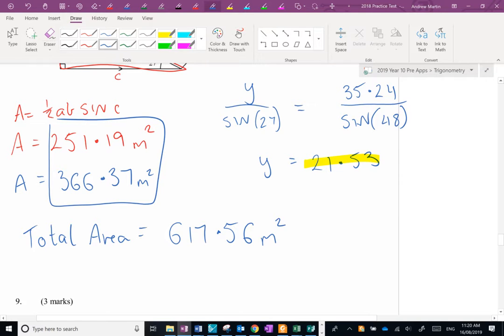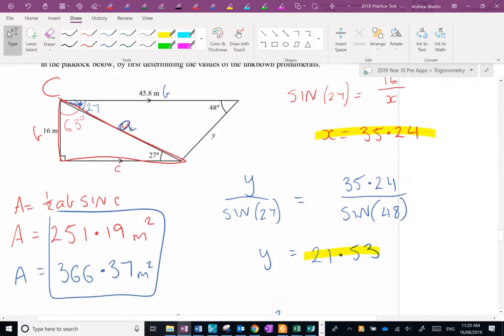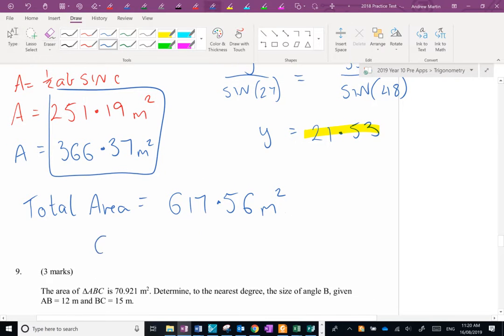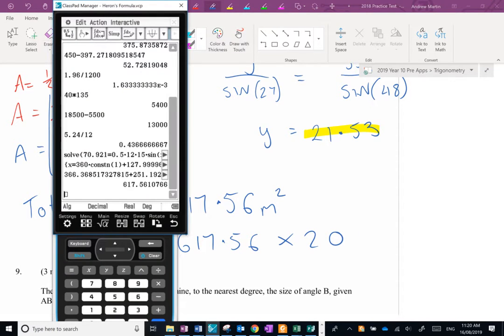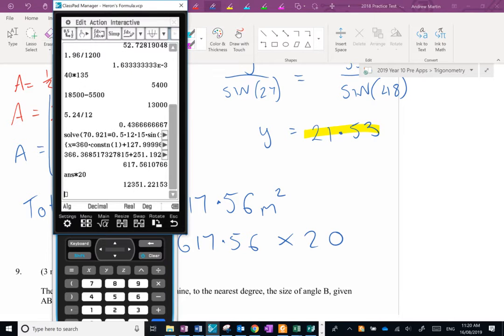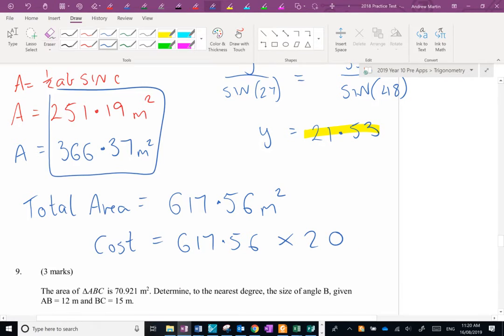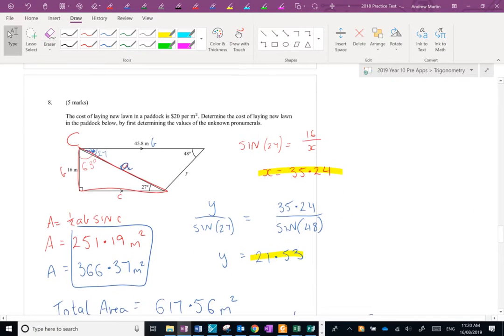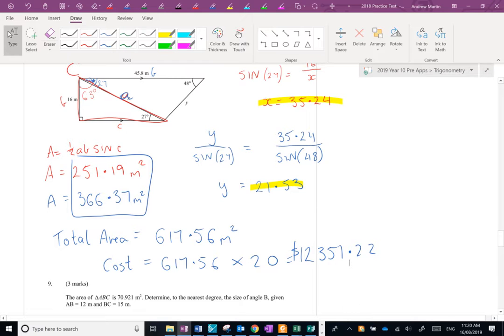Okay, and now the cost was $20 per square metre. So the cost will equal that figure multiplied by 20. Okay, which is $12,351.22. All right, so long question. So lots in there. Had to work out two missing sides first, then two areas, add them together, then multiply by the cost. Okay.